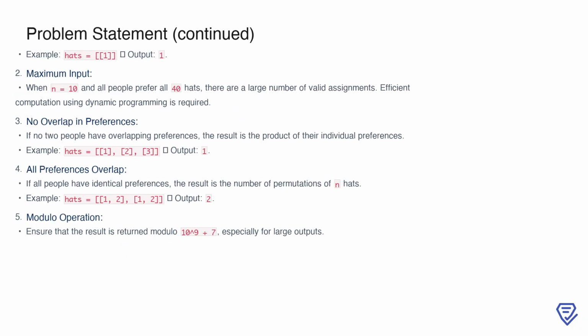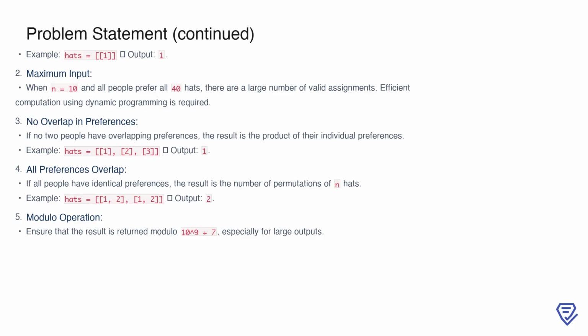Finally, let's consider some edge cases. In the minimum input scenario, where n equals 1 and the first person has only one preferred hat, there is exactly one valid way to assign the hat. For example, with hats equals [[1]], the output is 1. At the other extreme, for the maximum input scenario with n equals 10 and all people preferring all 40 hats, the number of valid assignments becomes extremely large, requiring an efficient approach such as dynamic programming to compute the result.